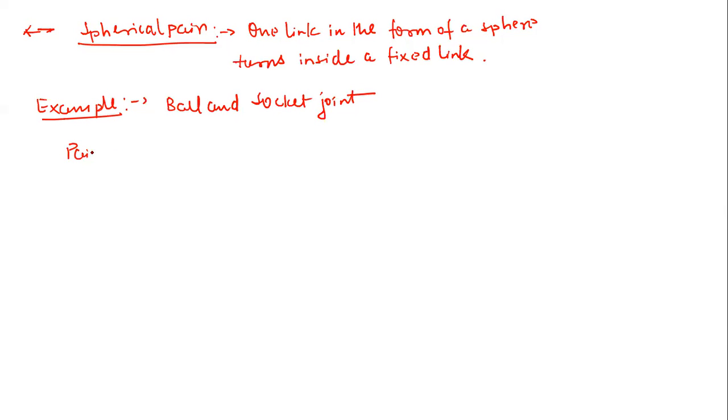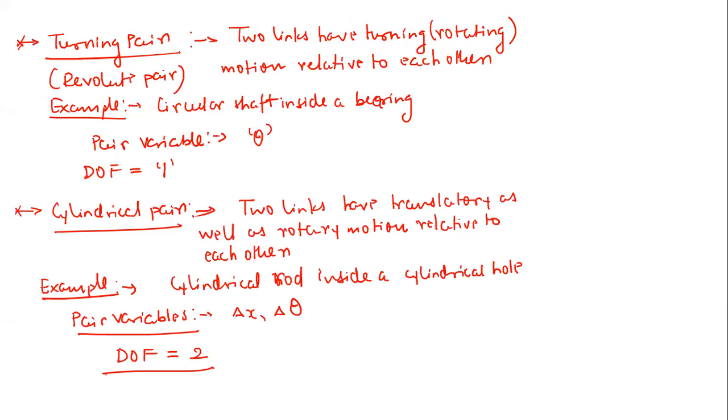Now, in this case, let us talk about pair variables. Can anyone tell me what is the degree of freedom of a ball and socket joint? Is it 2? Three. Very good. So generally the degree of freedom of a ball and socket joint is 3. And the coordinates are basically represented in a polar coordinate system. Rather than Cartesian coordinates, we go for a polar coordinate system to represent a ball and socket joint. So let us see how.